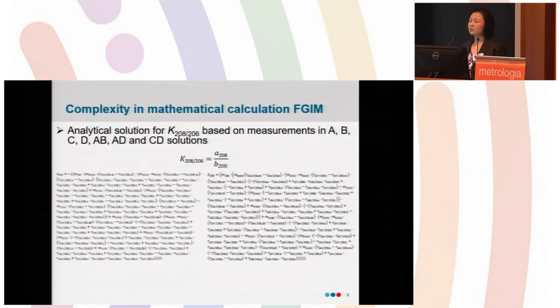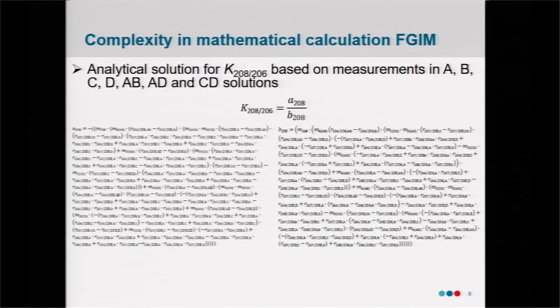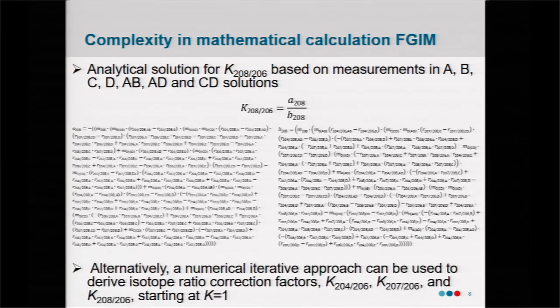Clearly, analytical solutions for K, for example 2-8 and 2-6, based on this measurement, ABCD, and those three mixtures, are very complicated. As you can see, they're all related to the measured ratios in all materials and in the mixtures, and to the masses of the enriched material used. Of course, we have an alternative: a numerical iterative approach can be used to derive the isotopic ratio correction factors, those 3 Ks, 2-4, 2-6, or 2-7, 2-6, and 2-8, 2-6, by starting K at 1 within the previous equations I showed you to do that.